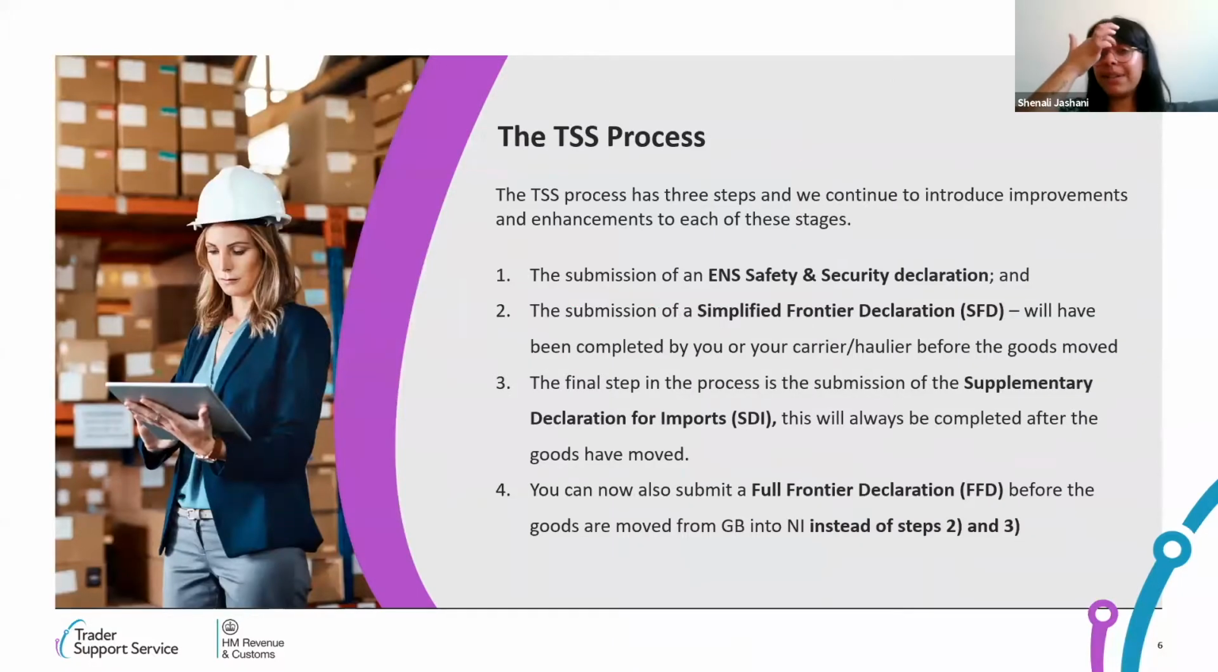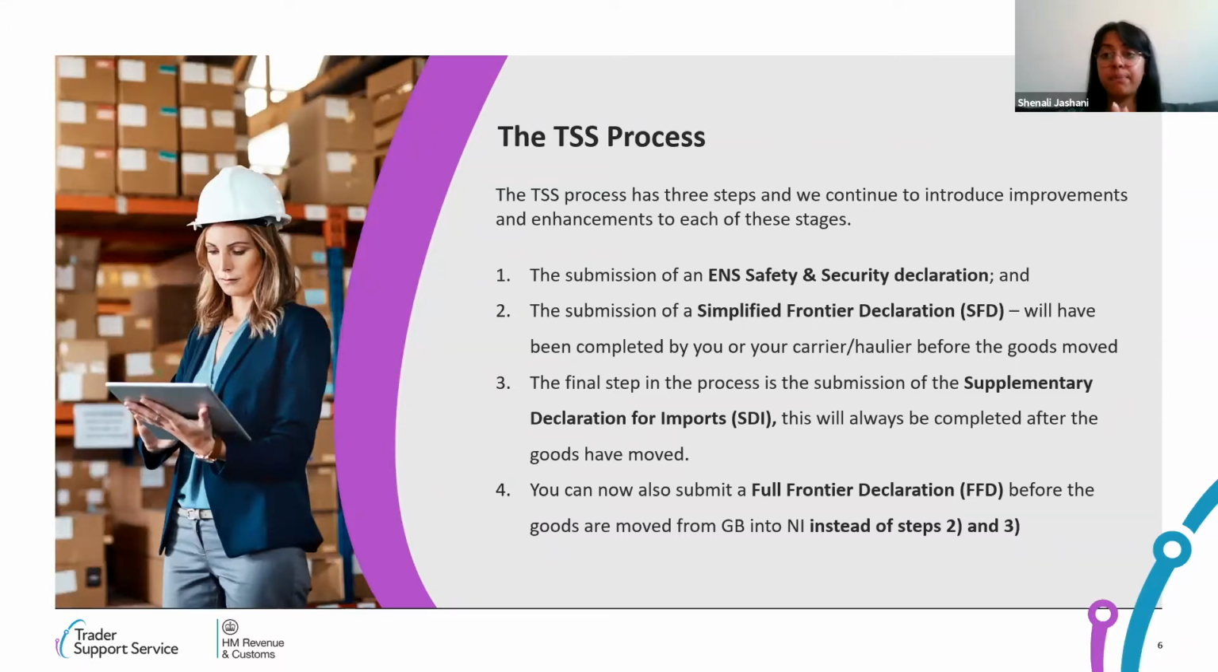So let's have a recap on what the process actually looks like. We normally talk about 3 types of declarations. You have your ENS, which is your entry summary, also known as the safety and security declaration. It essentially does what it says. It's the security declaration that is needed whenever you enter the EU security zone, which Northern Ireland forms part of.